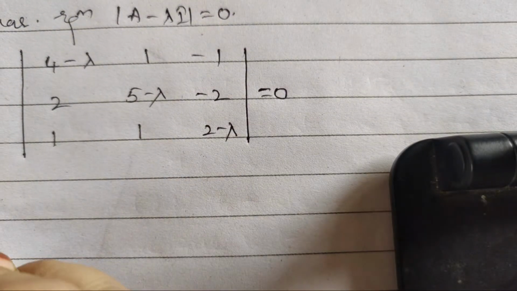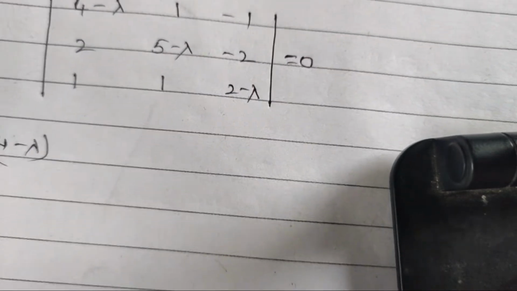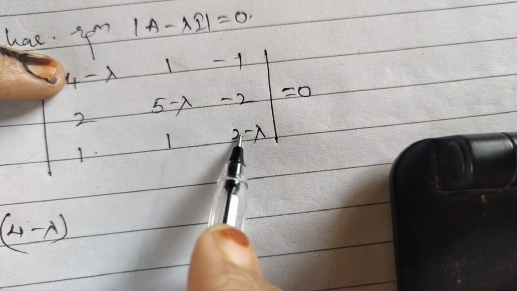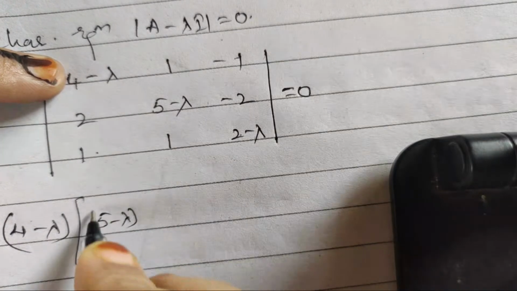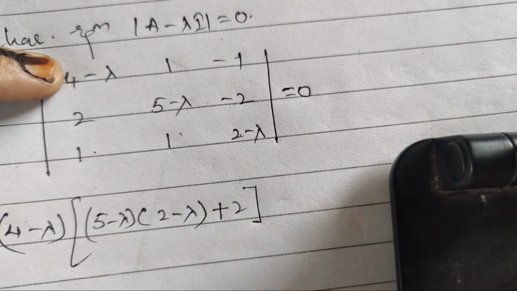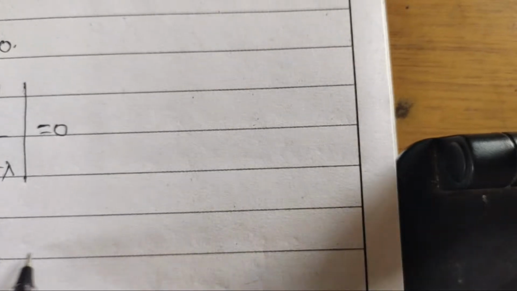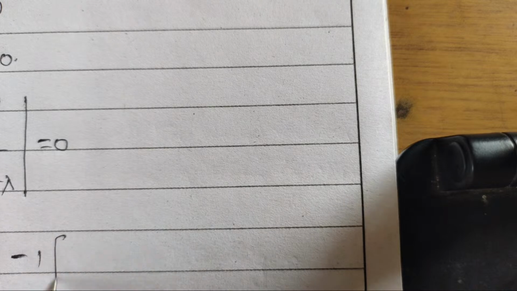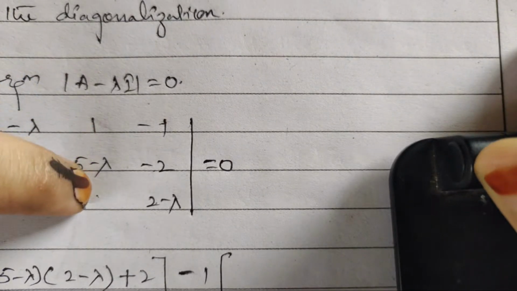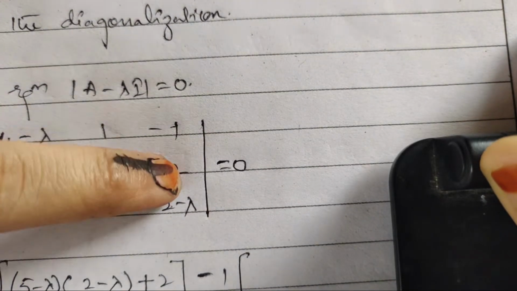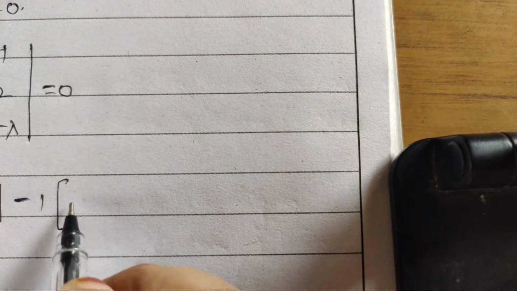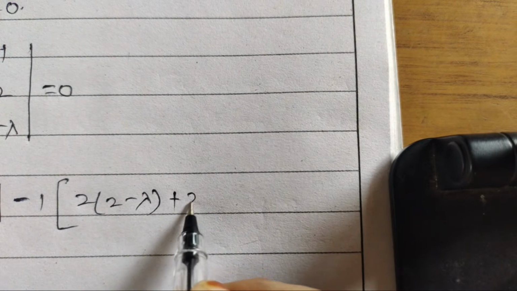What are you going to get? 4 minus lambda into this matrix, where this row and this column get cancelled, left with these elements: 5 minus lambda, minus 2 lambda, minus of minus, it's a plus 2. Next is minus 1 of, again this column and row get cancelled. You are left with 2, minus 2, 1, 2 minus lambda. So what are you going to get there? 2 of 2 minus lambda, minus of minus, it's a plus 2.